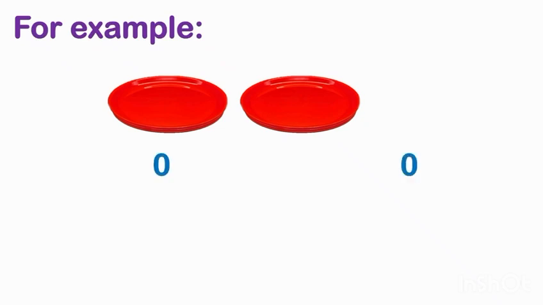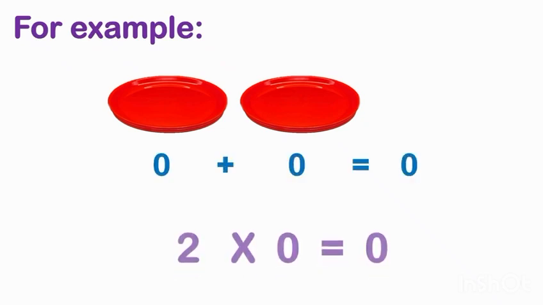Let us go with an example. There are 2 plates. There are no objects in these plates. So, 0 plus 0 will be 0. So, 2 zeros are 0.